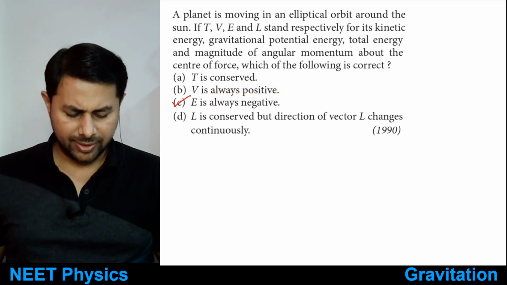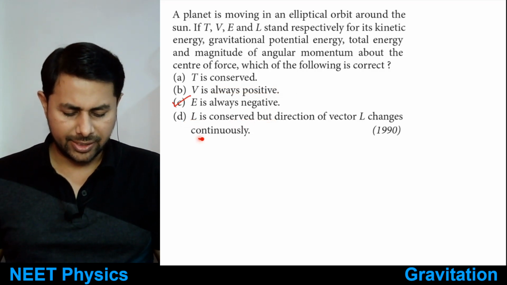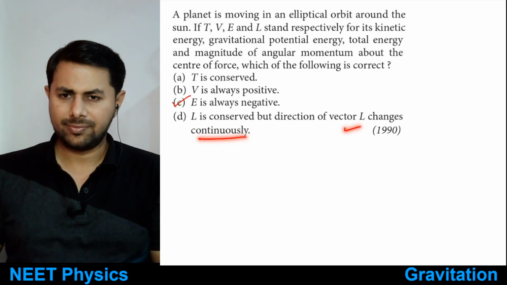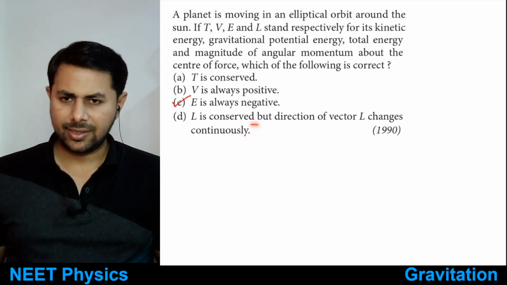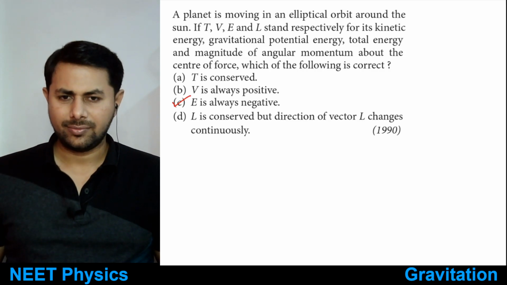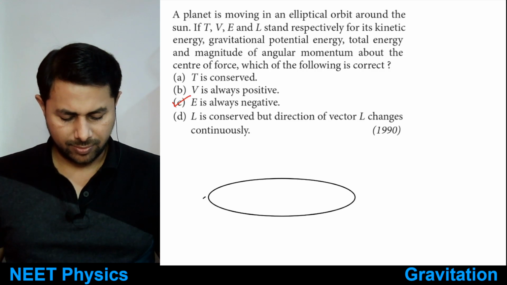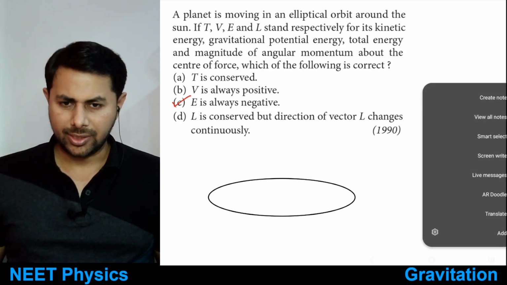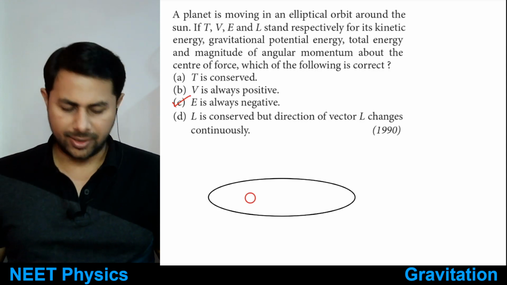Let's check the last one. L is conserved but the direction of vector L changes continuously. Is this correct? They say the direction of L changes continuously. No, it's not correct. So what is the direction of L? Suppose the planet revolves in this ellipse. This is the sun, this is our planet.